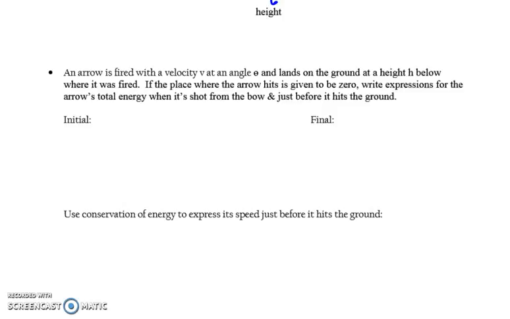An arrow is fired with a velocity at angle theta at a height h above the ground. If the place where the arrow hits the ground is given to be 0, write expressions for the arrow's total energy when it's shot from the bow and just before it hits the ground. Okay, so I want you to work that out. List the types of energy and then how you calculate them, and then use conservation of energy to solve it algebraically. And we'll talk about that in class.